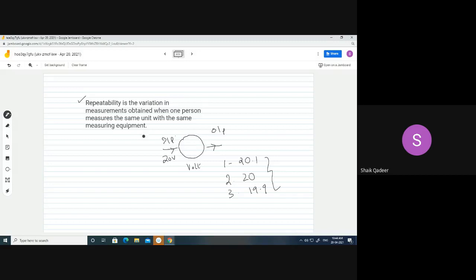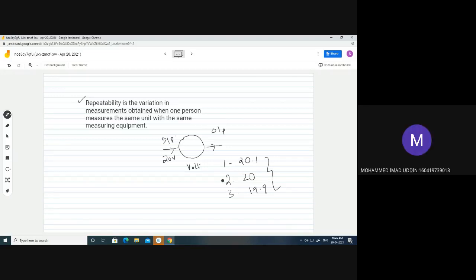When one person measures the same unit with the same measuring equipment, the intention of the same unit is nothing but the same value of input. Hope it is clear to everybody. Sir, the setup will be the same, sir. Setup depends. What are the parameters we are enforcing, that is actually called constraints. That depends upon the scenario. Setup in the sense the environment can be the same, the temperature can be kept constant. So all depends upon the constraints.